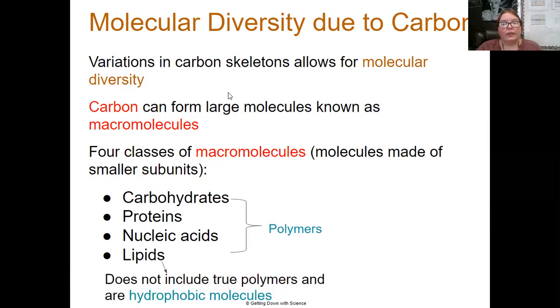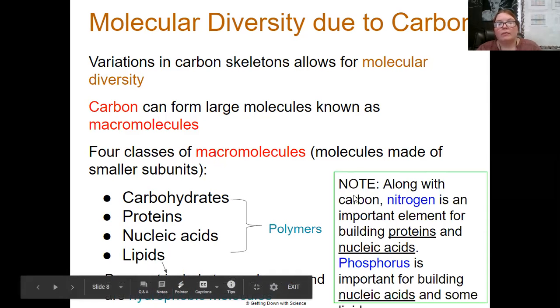Okay. So lipids, all right. Lipids aren't really true polymers. They're also hydrophobic. We just kind of include them. We feel bad for them, so we leave them with the rest of them, okay? These are definitely polymers though.